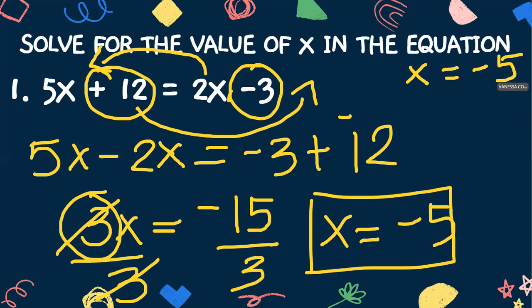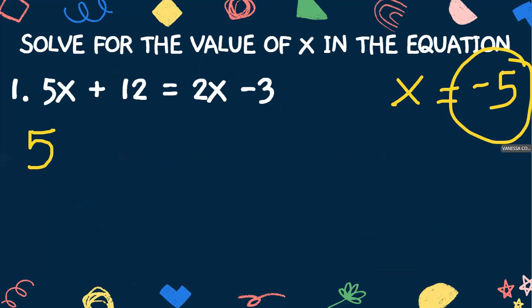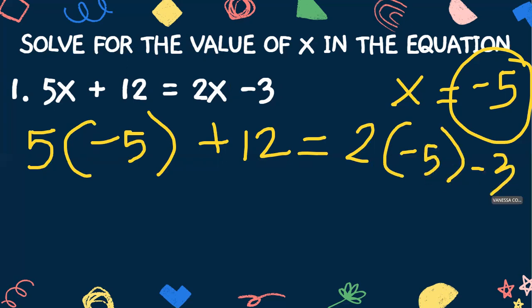Alright? So, yung last step, ano natin? I-check po natin. Alright? I-check po natin. So, ang sagot po natin kanina, x is equals to negative 5. Let's check. We're going to substitute the value of x to this equation. Dapat po pareha sila or equal sila kasi equal po ang ating equation. So, 5. What is the value of x? Negative 5. Multiply po yan plus 12 is equals to 2, what is the value of x? Negative 5 minus 3. Right?